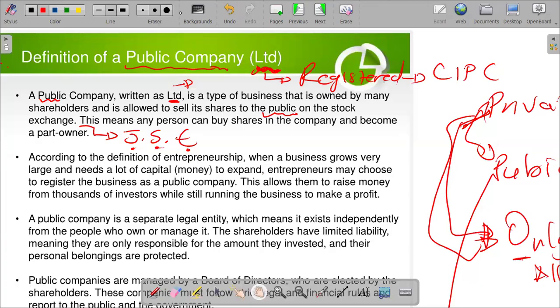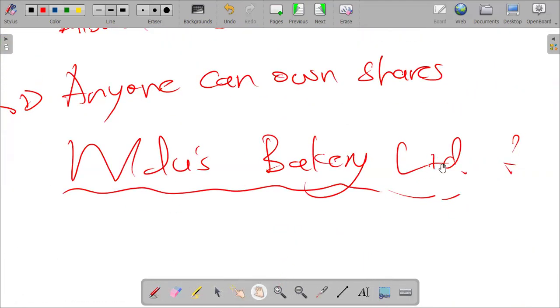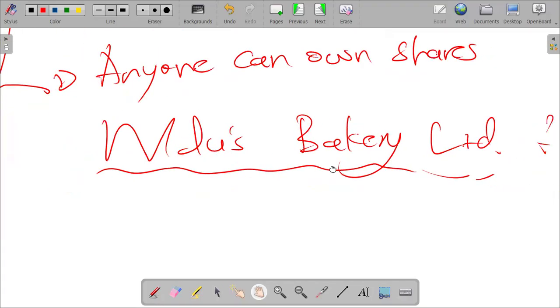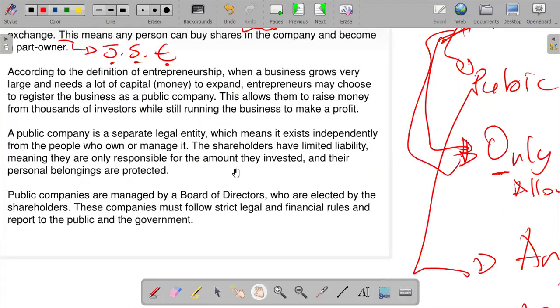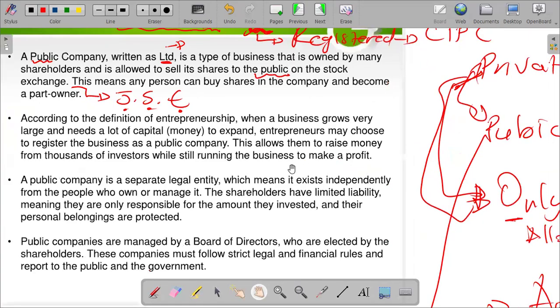If it was a private company, it would have been PTY Ltd. But because it's a public company, it's only Ltd. It's not privately owned. Remember, PTY stands for proprietary, which means privately owned. This one is not privately owned. It's a public company, meaning it's listed for everyone. All right. So let's go back. It's not PTY, it's LTD.